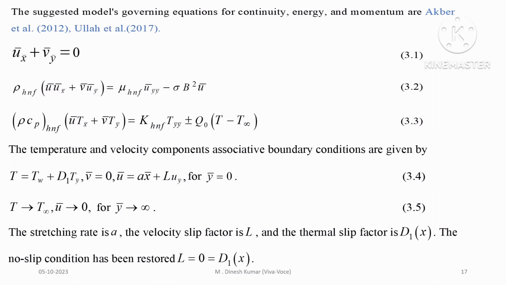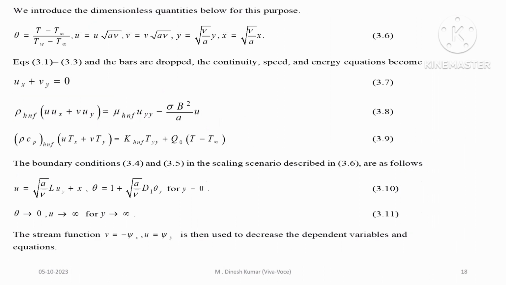And further, these are the boundary conditions. Here D1 will represent the thermal slip factor, and L will represent the velocity slip factor, and 3.4 and 3.5 are the boundary conditions. So at present, these are in the form of dimensional quantities. In the further steps, I am going to convert them from dimensional to dimensionless by using suitable transformations.